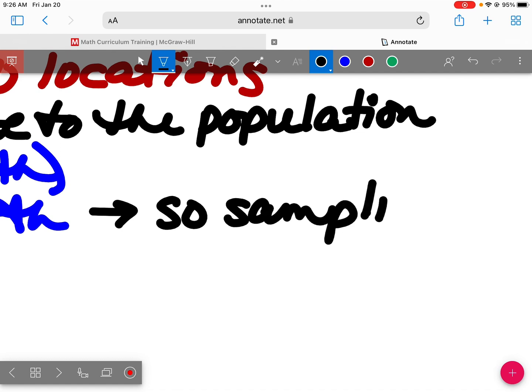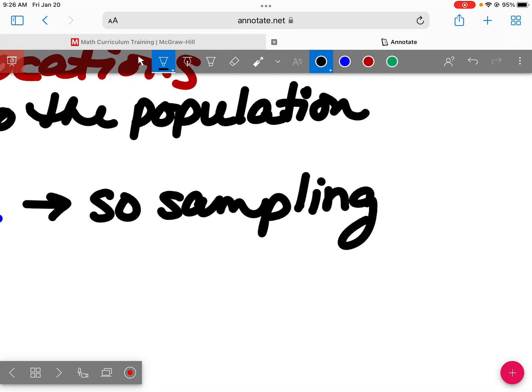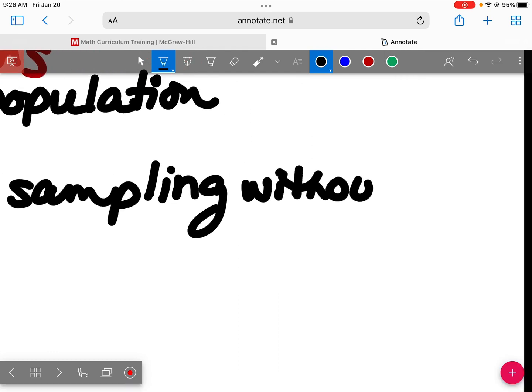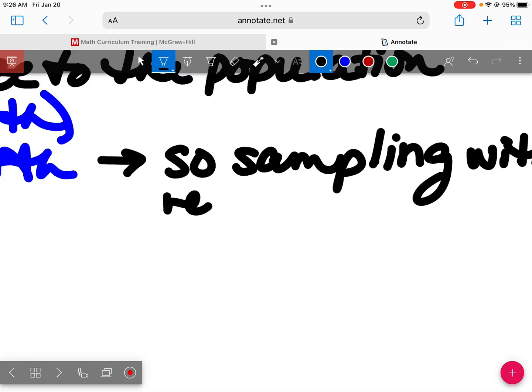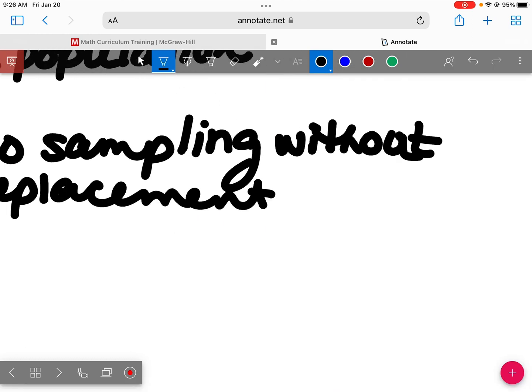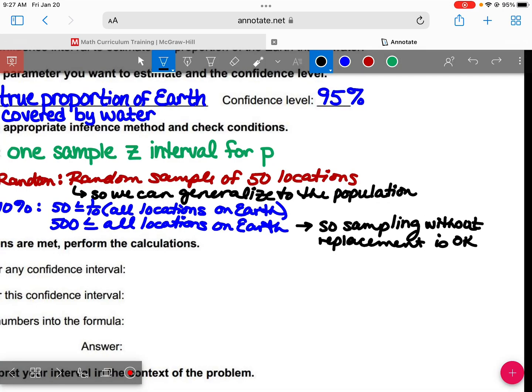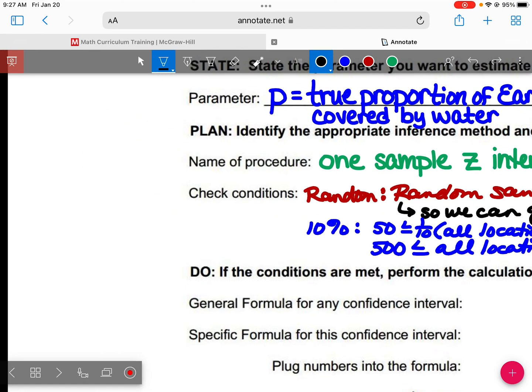So sampling without replacement is okay, which allows me to use my formula for standard deviation. Last thing we need to check is what? Large counts.